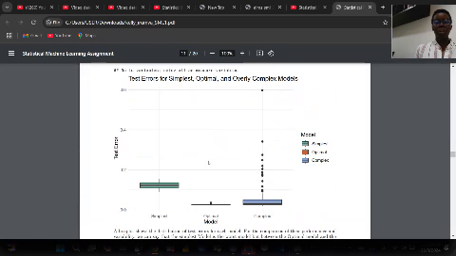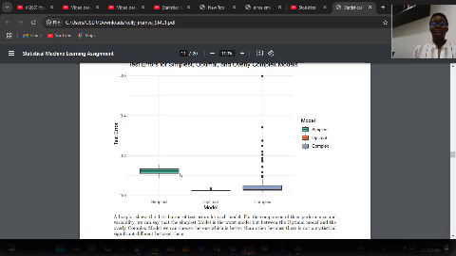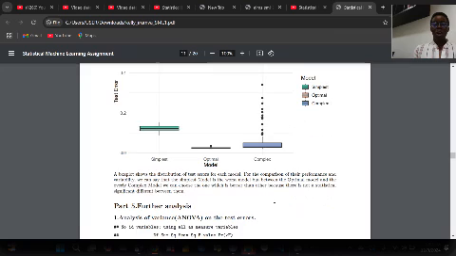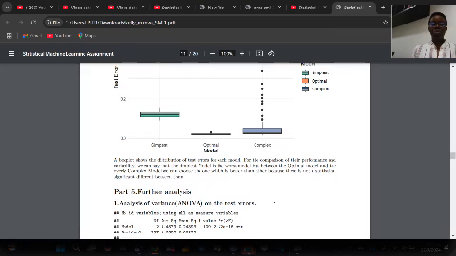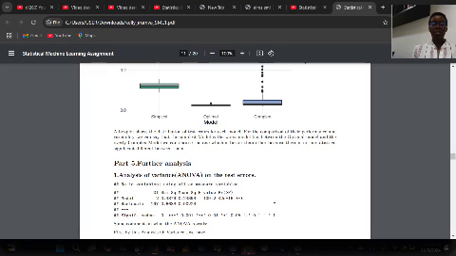And we are going to see the test errors for those models. We can see that the simplest is the worst model to use, and the optimal and complex models perform about the same.